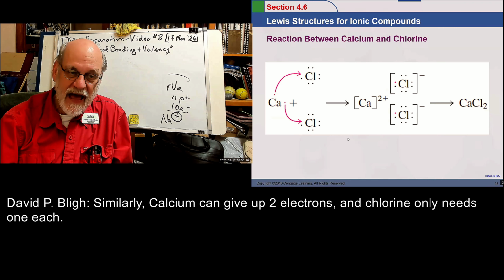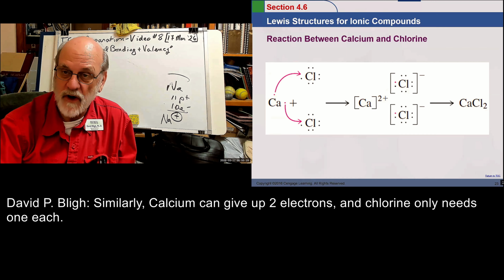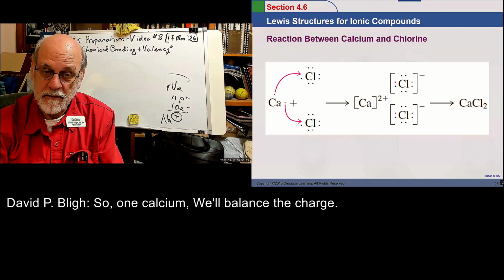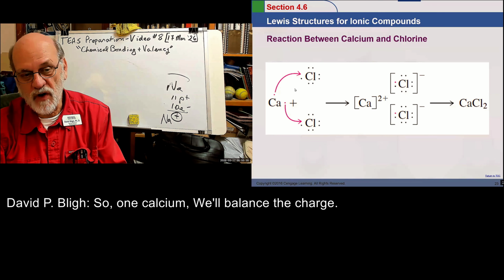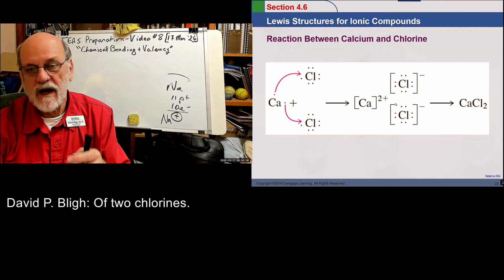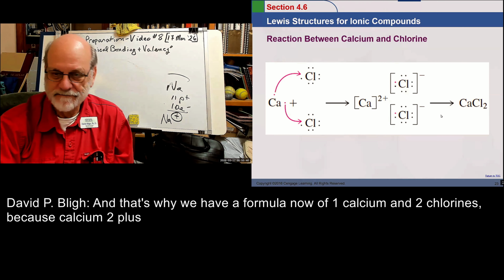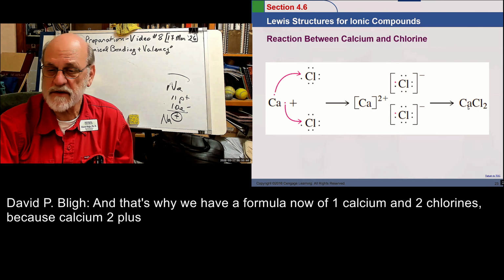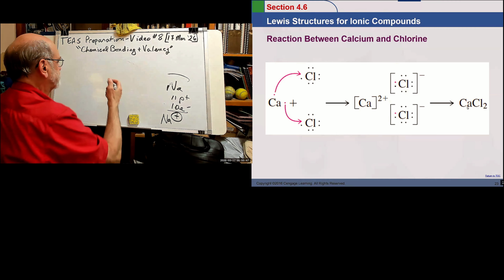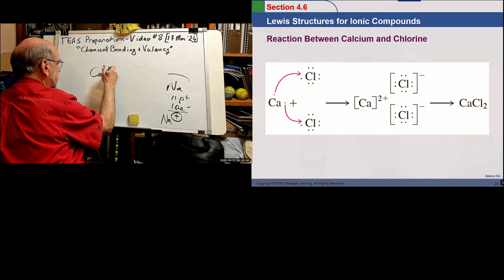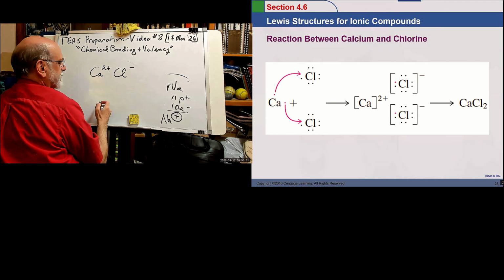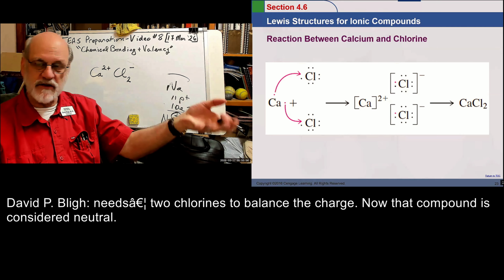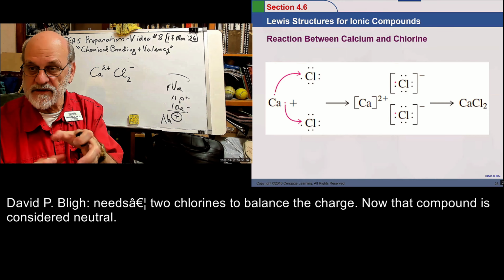Similarly, calcium can give up 2 electrons, and chlorine only needs 1 each. So 1 calcium will balance the charge of 2 chlorines. And that's why we have a formula now of 1 calcium and 2 chlorines, because calcium 2+ needs 2 chlorines to balance the charge. Now that compound is considered neutral.